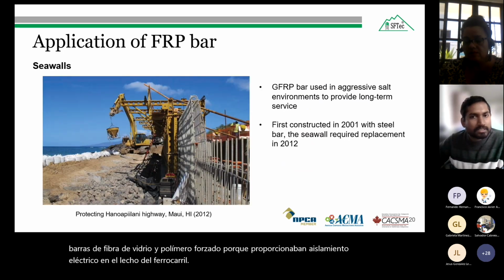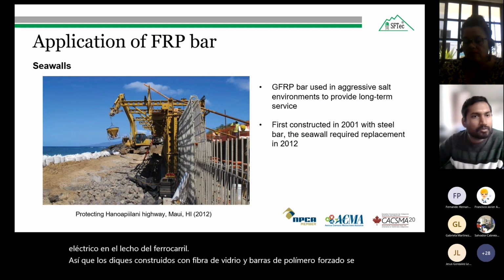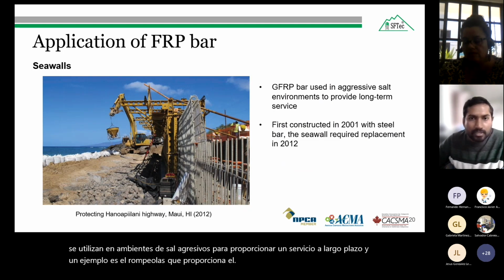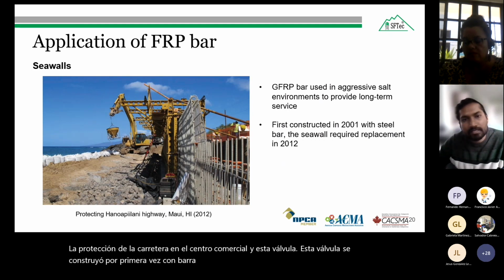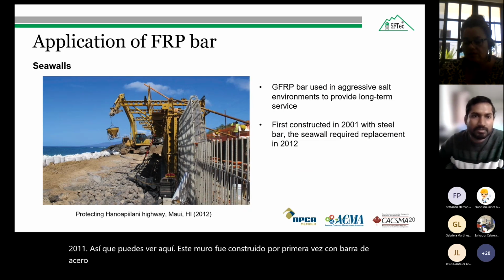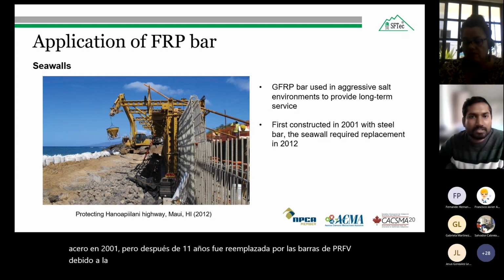The seawalls constructed with glass fiber reinforced polymer bars are used in aggressive salt environments to provide long-term service. An example is the seawall protecting the highway in Mao. This wall was first constructed with a steel bar in 2001, but it required replacement in 2011. So you can see here this wall was first constructed with steel bar in 2001, but after 11 years, it was replaced with GFRP bars because of the corrosion of the structure built with the steel bar.